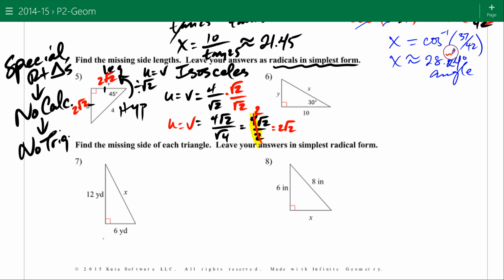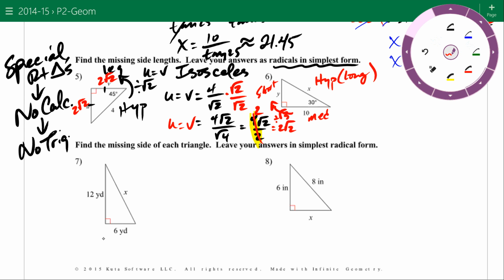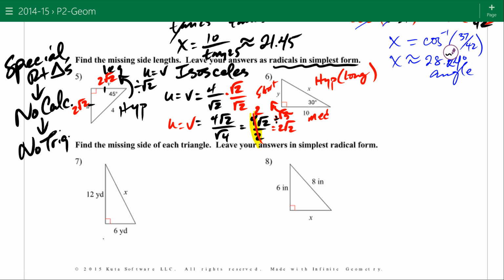Now, number 6 is different. You got a medium side, you got a short side, and you got a hypotenuse, the long side. Now to go from medium to short, you divide by rad 3. You need to switch sides. So you divide by rad 3. Alright, so y equals 10 divided by rad 3.